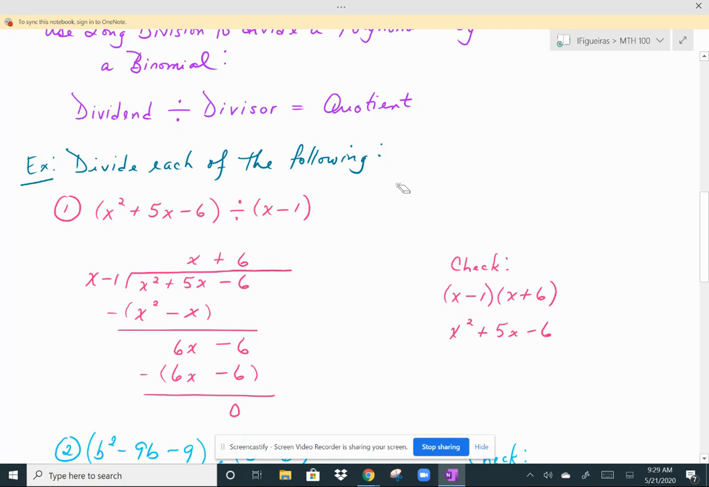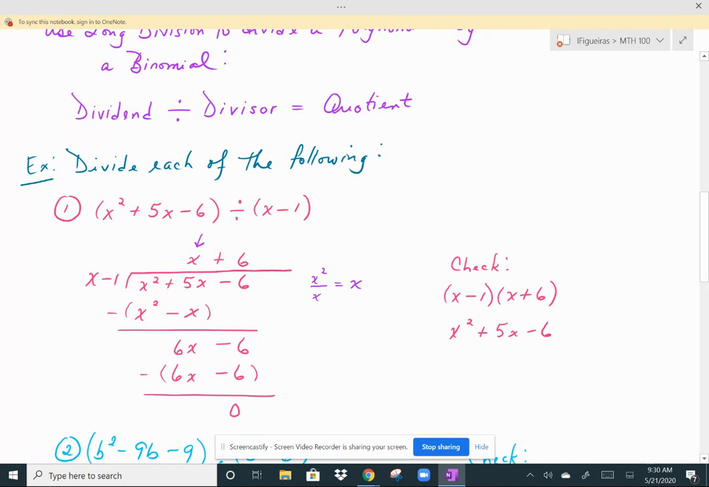Okay, so when you're doing long division, you're looking at the first term in the dividend and the first term in the divisor, and you are actually dividing them. So I'm going to put the work here on the side. If I do x squared divided by x, my result is x. That's what you write down in your quotient. Your quotient or your answer goes on top of the bar.